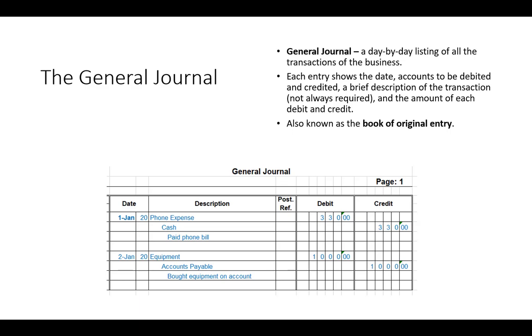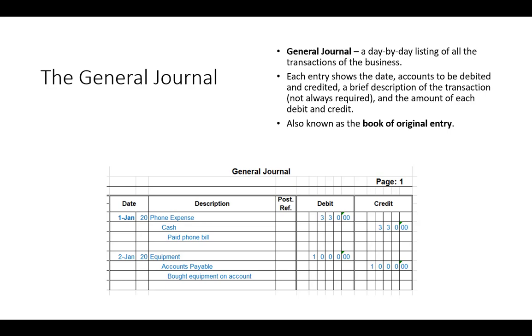The general journal is essentially a day-by-day listing of all the transactions of the business. Each entry should show the date, which accounts are being debited and credited, a brief description if necessary, and the dollar amounts of each debit and credit. The posting reference column, or post ref, will be filled out when the amounts are transferred to the general ledger, so nothing needs to be entered here until that point.